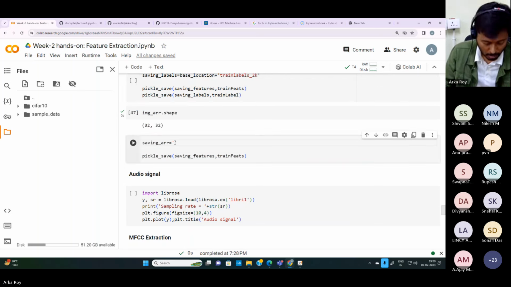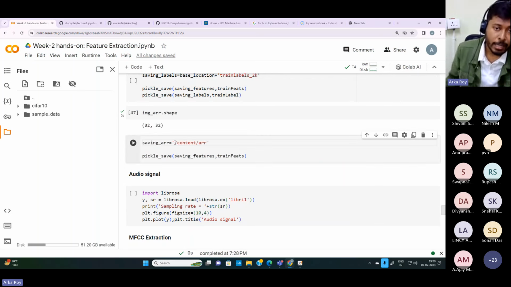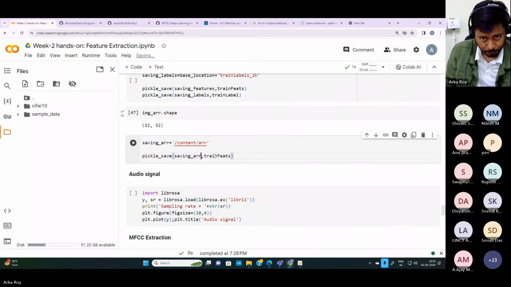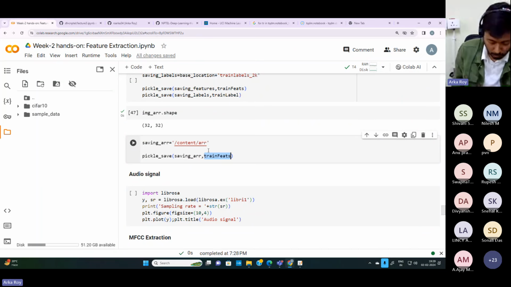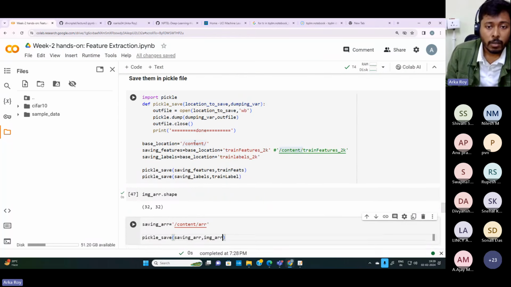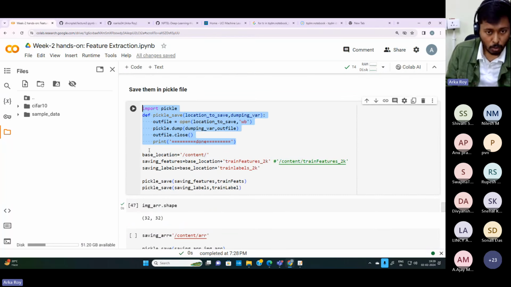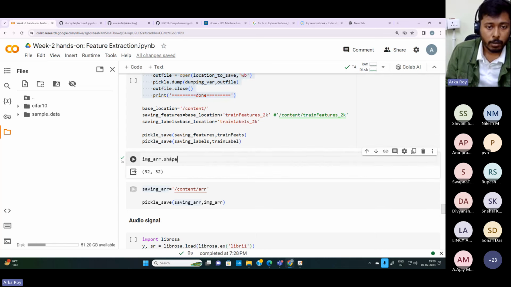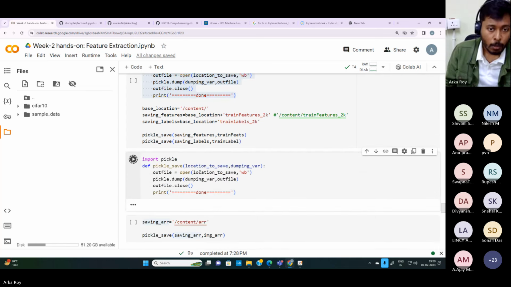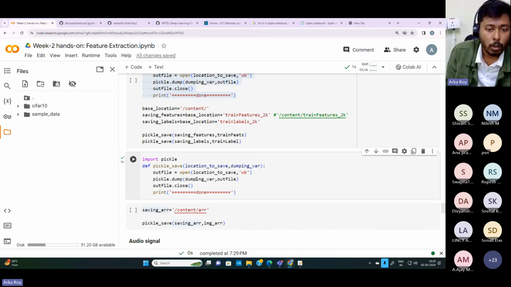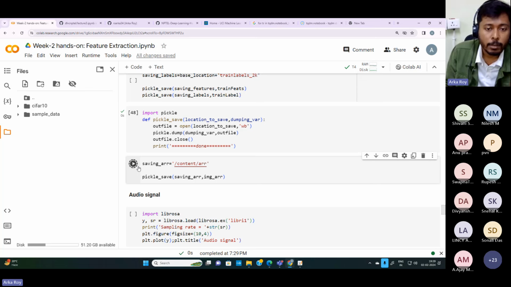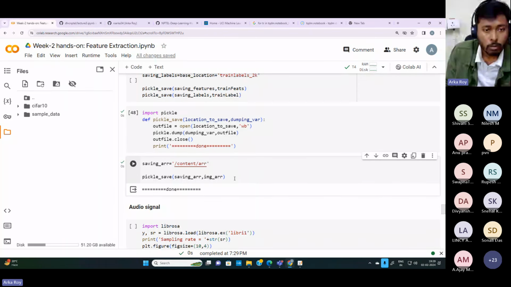So content, and I'm renaming it as ARR. Okay, so I need this location as one of the arguments of this function, and I need the dumping variable. In this case, the dumping variable is image ARR. Okay, and I need the function as well. So let me copy the function and put the function over here explicitly. So the function has been configured now. Now you need to save it. Okay, so the saving is done.